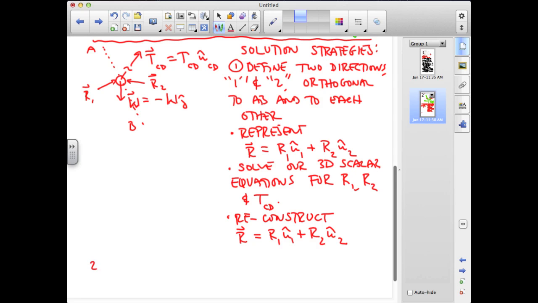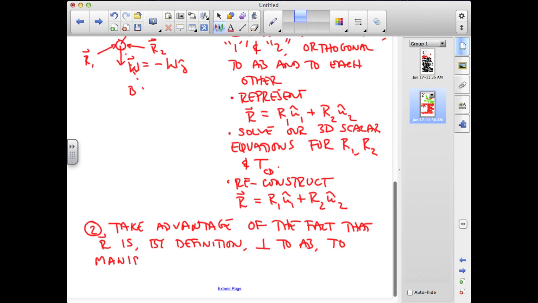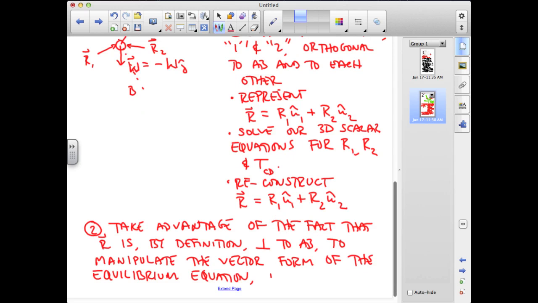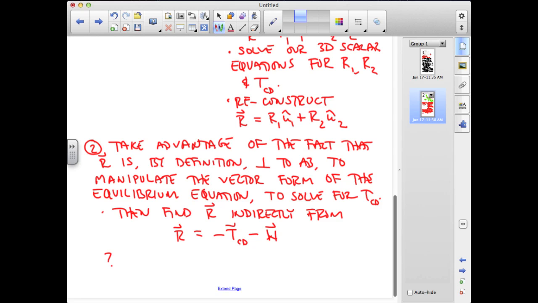This leads us to a second solution strategy, which is to take advantage of the fact that R is by definition perpendicular to AB, to manipulate the vector form of the equilibrium equation to solve for the tension in CD. We would then find the reaction force indirectly by rearranging our vector form of the equilibrium equation to write it as the reaction force is equal to minus the vector tension in CD minus the weight. Now that all sounds very nice, but the question is, how do we do that?